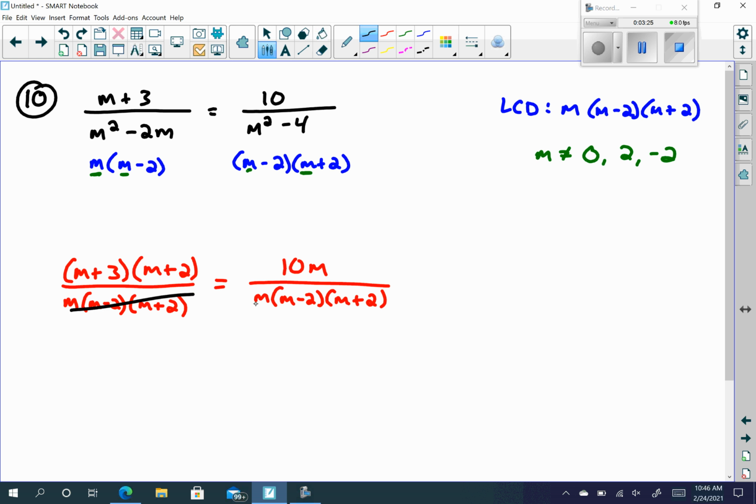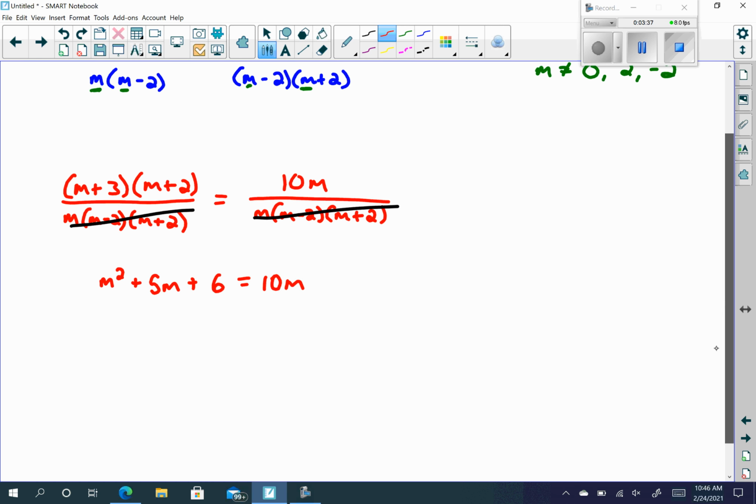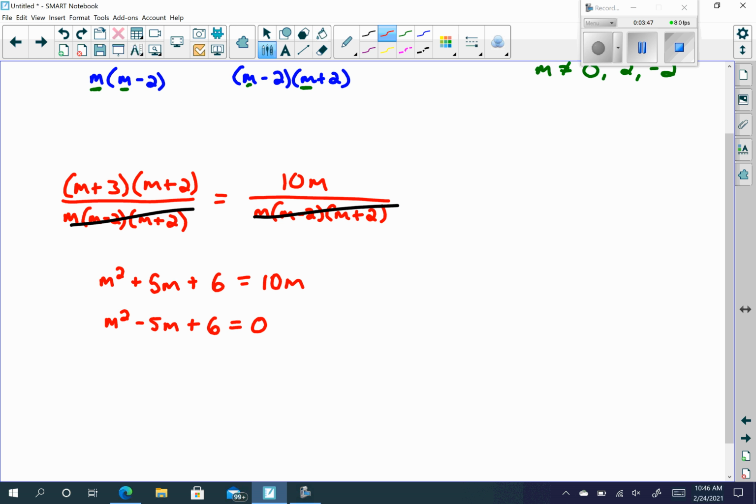Now I can ignore my denominators, cross them out, and I'm left with, I'm going to go ahead and distribute this here. We'll get m squared. Outside and inside terms give us 5m plus 6 equals 10m. Subtract a 10m, that's going to join with the 5m. So 5m minus 10m is going to be a minus 5m plus 6 equals 0. Let's go ahead and factor. This should factor into m minus 3 times m minus 2.